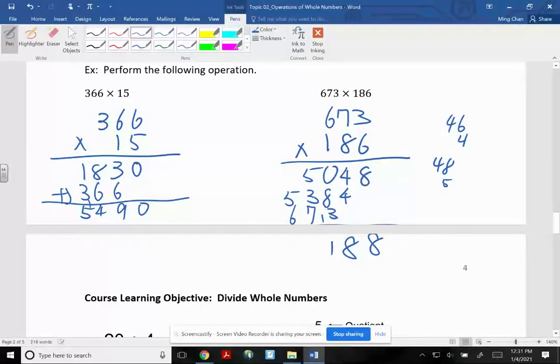Okay, 3 plus 7 is 10. 10 plus 6 is 16. There you go, 126, 188.